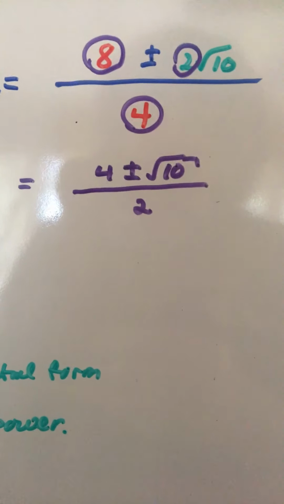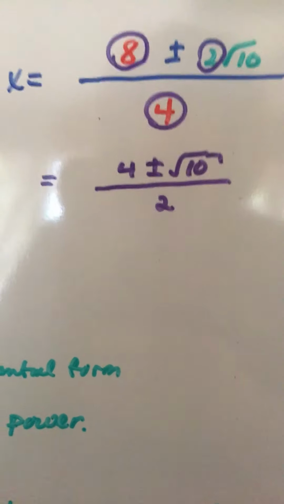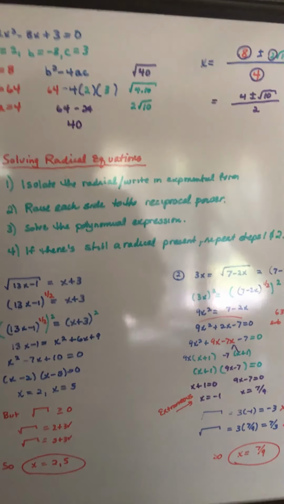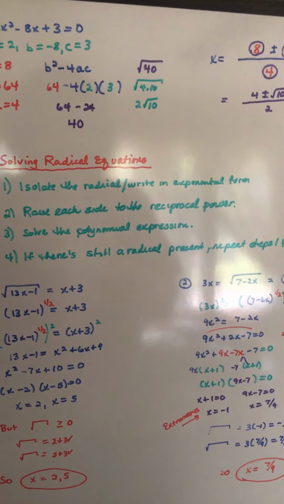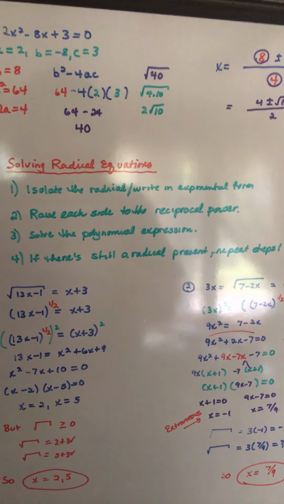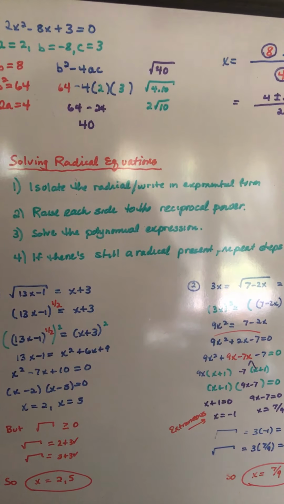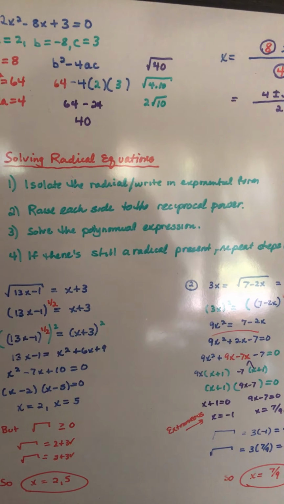Yes, you can write it as 2 plus square root 2 over 2. That's fine. So now, solving radical equations. First, we usually isolate and put them in exponential form, or at least think exponential form. We raise each side to its inverse, which is the reciprocal of the power.